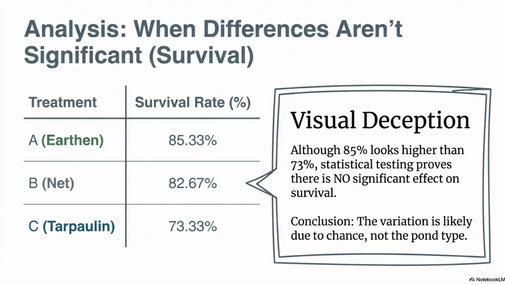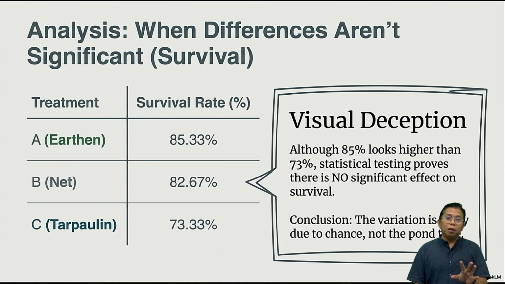However, we can also look at the survival rate. The conclusion is a bit different. Visually, it might look like the earthen pond has a higher survival rate, 85%, compared to the others. But statistically, the difference is not significant.